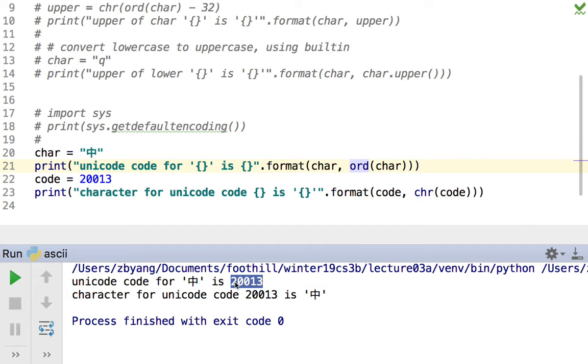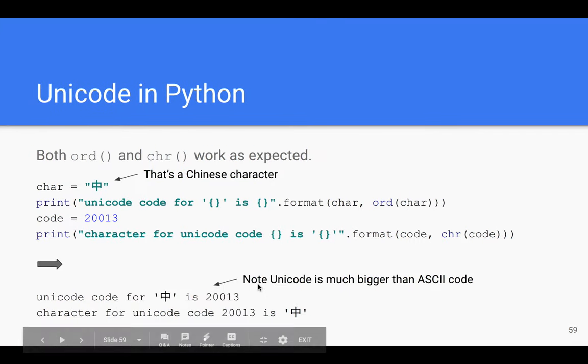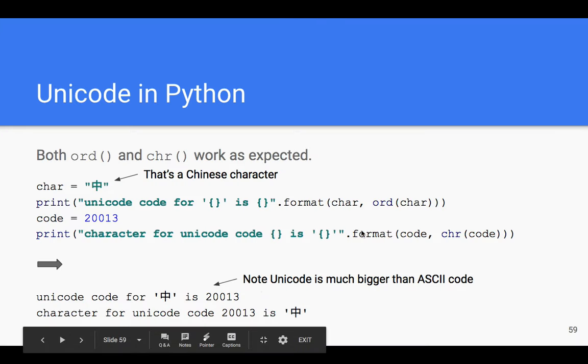But again, because Unicode uses many more bits, it's able to store such characters, and then for the conversion the other way around, you're converting 20,013, and it converts back to this Chinese character here. Okay, so that's all I want to say about ASCII and Unicode.